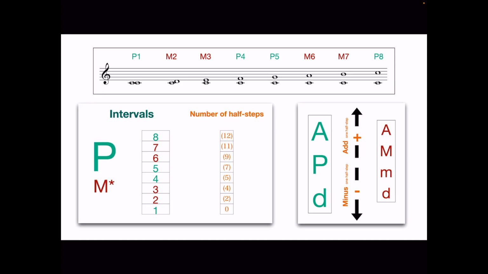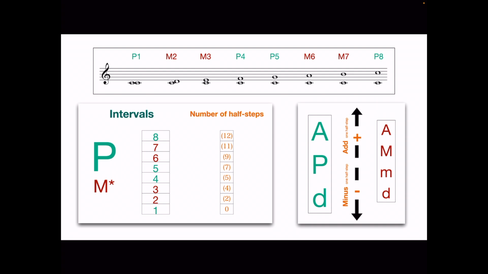And the next one on the bottom left is the chart that shows you the intervals, still based on the major scale, but with their corresponding number of half steps. So please remember the number of half steps. Those are 0 to 4, a little break, and then 5, 7, 9, 11, 12.